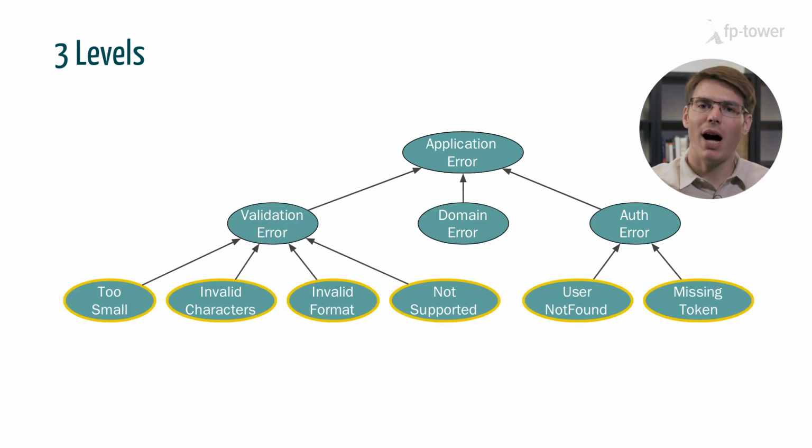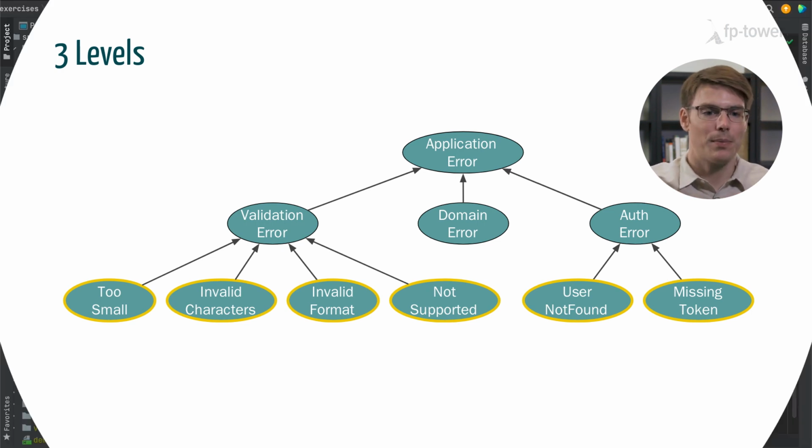Finally, at the bottom of the hierarchy, there are the concrete error types. Each one describes a particular failure. So if we apply this to our exercise, it means that we should get rid of username error and country error and move all concrete error types to extend validation error.